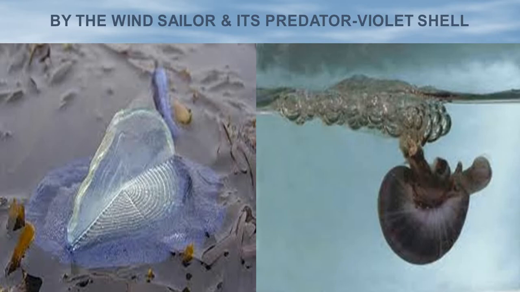Now, it turns out our violet shell over here, which we saw earlier with its mucus bubbles, guess what it's hunting? It's hunting this guy right here. So where does it need to be? Well, it needs to be on the surface. And when it does come across one of these by-the-wind sailors, it'll have a tasty snack.